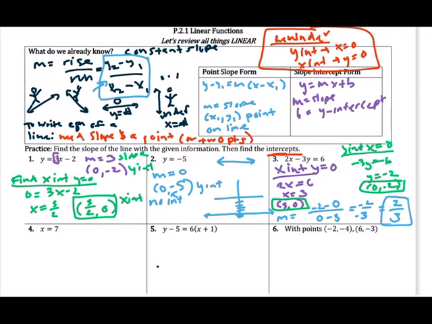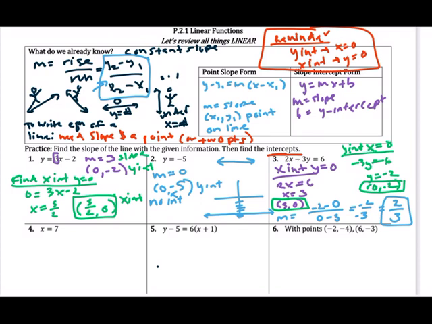Now I encourage you to pause the video and work through 4, 5, and 6 on your own, identifying that slope, identifying the x-intercept and the y-intercept, and if you get stuck, you can unpause the video and I will walk through them with you. But challenge yourself and see what you can figure out on each of these 3 remaining problems here.